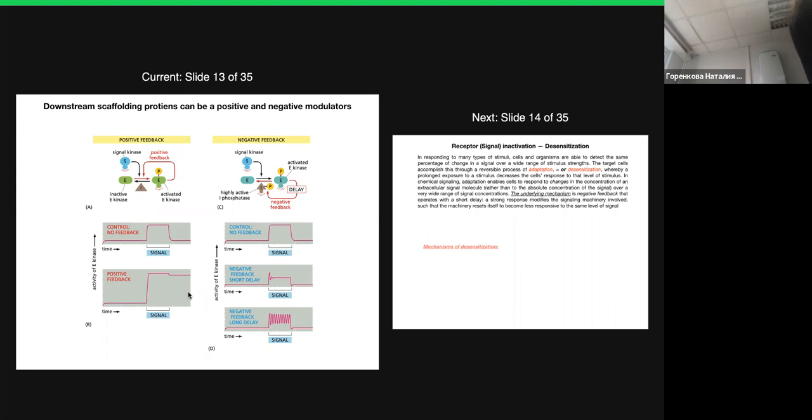This is present almost always. So the cell is always choosing the right concentration. That's why I keep telling you it's all the time a tuning. It's not yes or no, switch on, switch off. It's always a tuning.